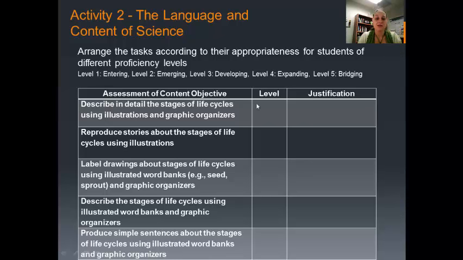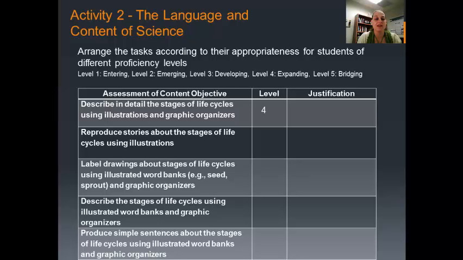So your task is to figure out which levels these represent. They're not in order. You should be using your information about how much language is involved and how many supports are given to figure out if it would be appropriate for a level 1 or a level 5 student, and anything in between. You can find the document that contains this activity in the unit where you're watching this video. If you go down to the activities section, it should be activity 2, the language and content of science. Okay, so I'll give you a couple of moments. You can pause the video. We'll come back and talk through it.